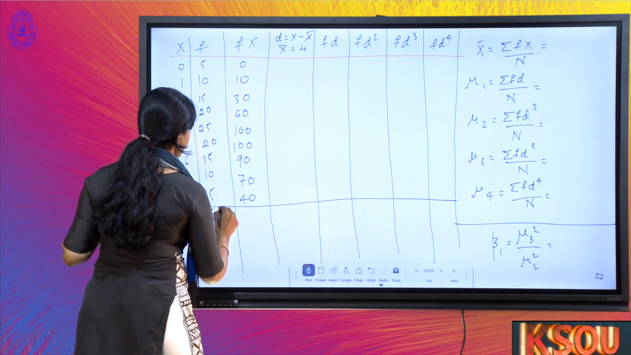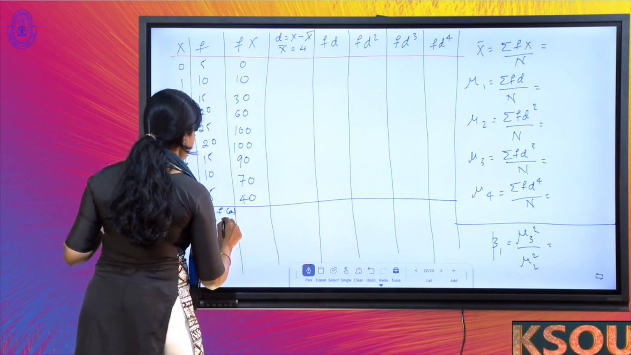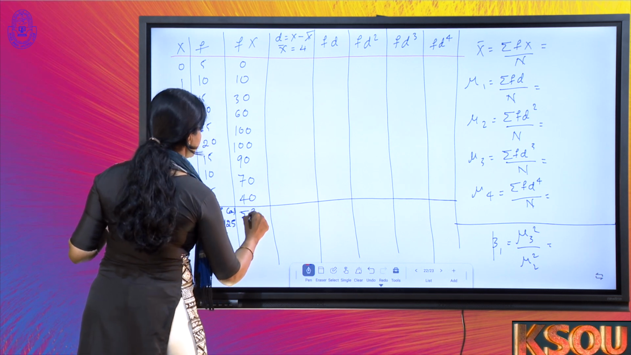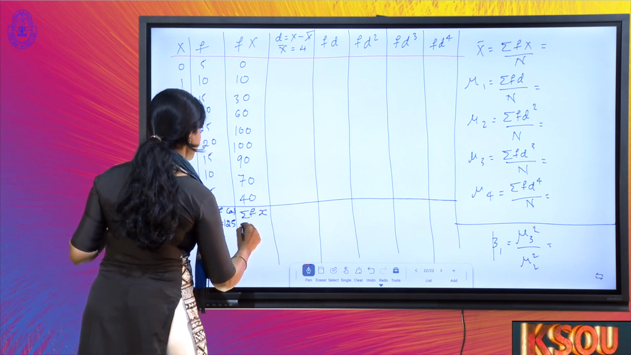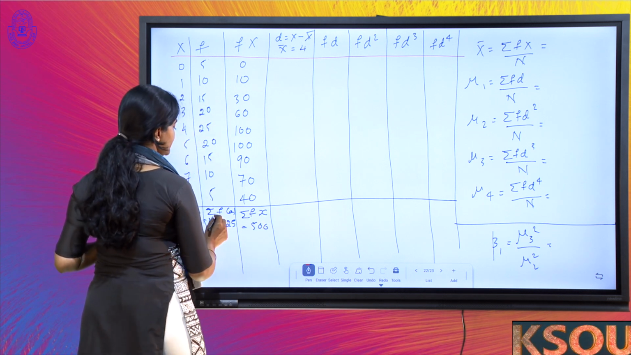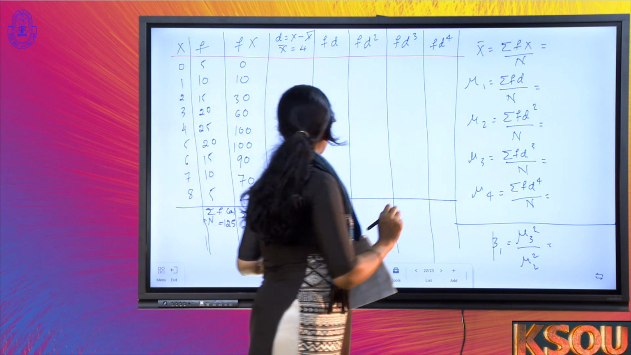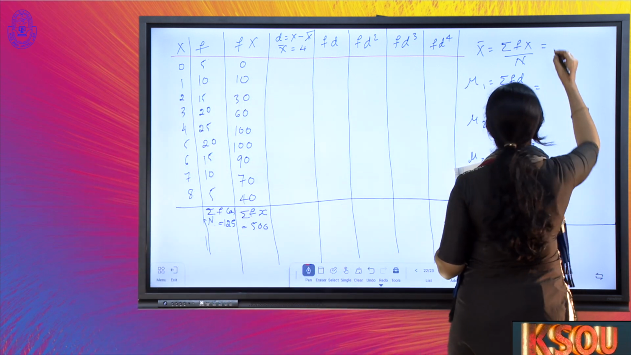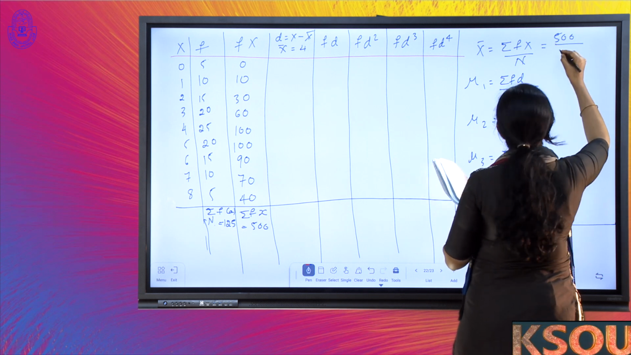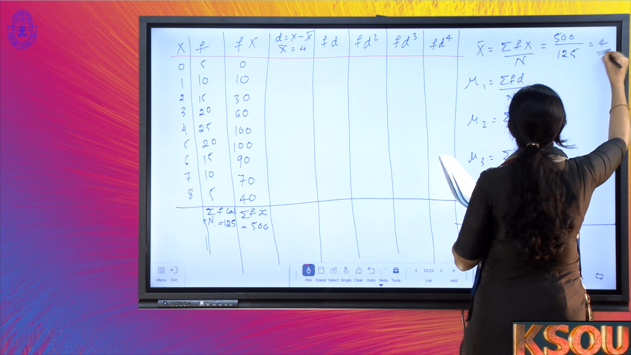Calculate summation f, or you can also call it capital N. You will get 125. Then summation fx value is 500. Now, you can take this fx value and this summation f or n in order to calculate x bar. So, take 500 divided by 125. You will get the value 4.